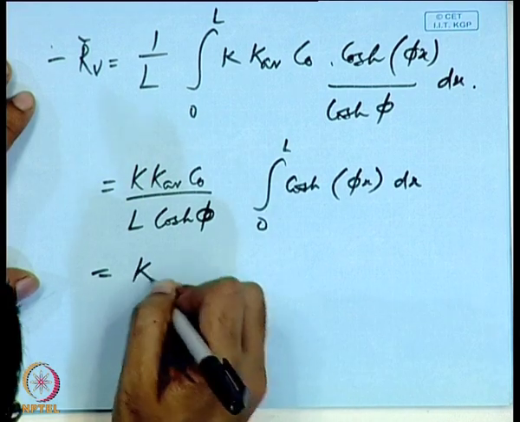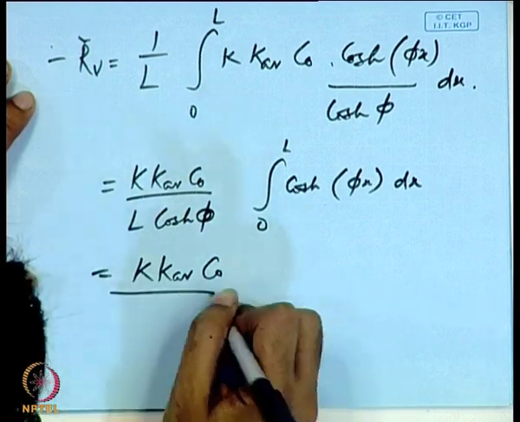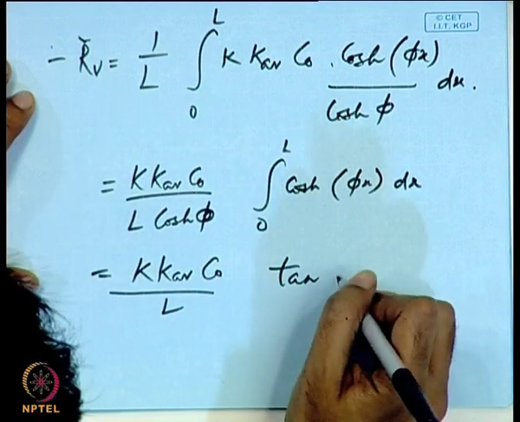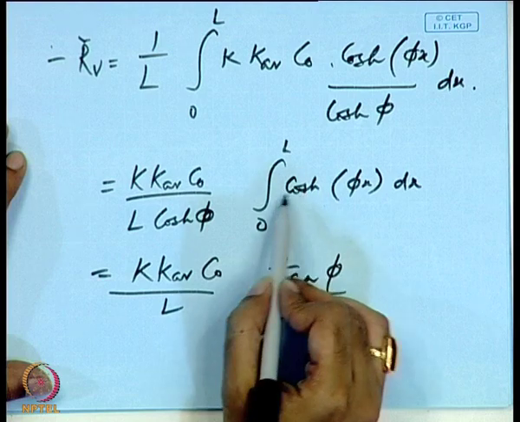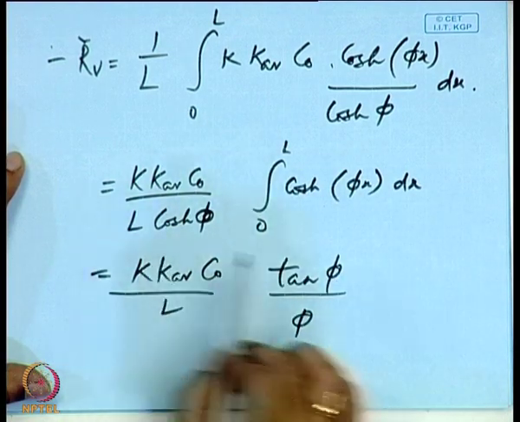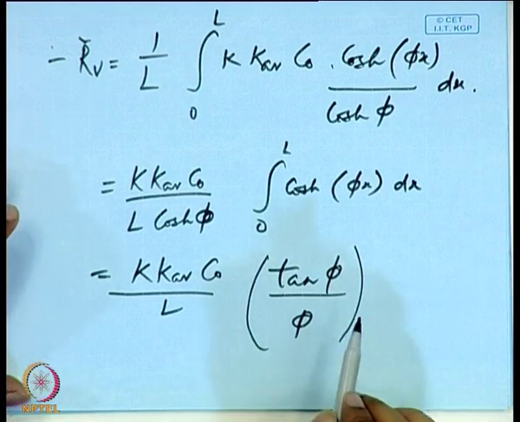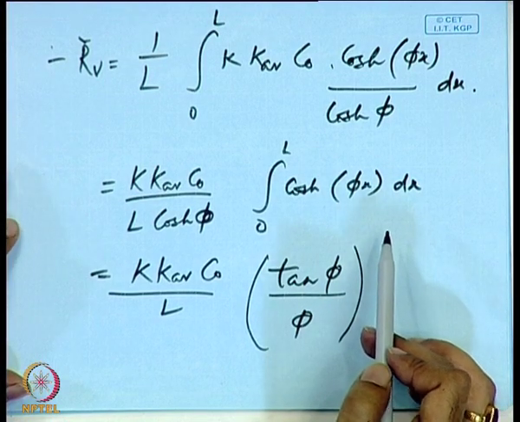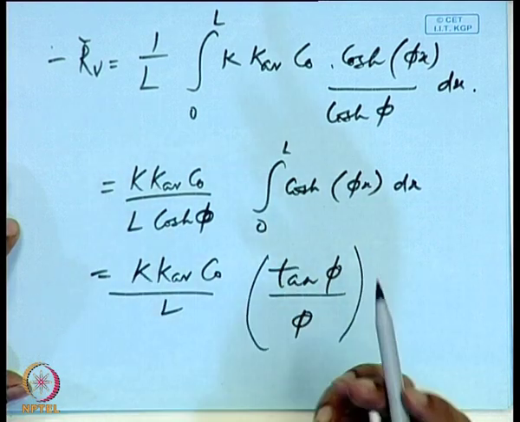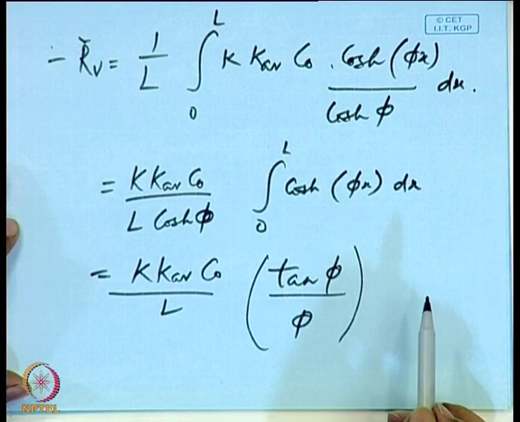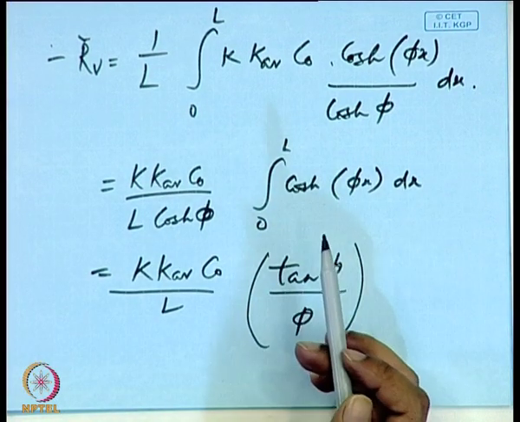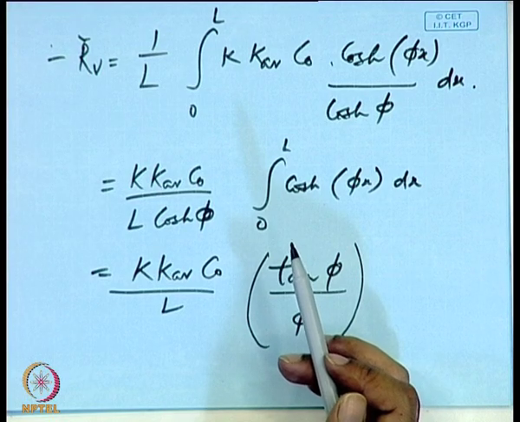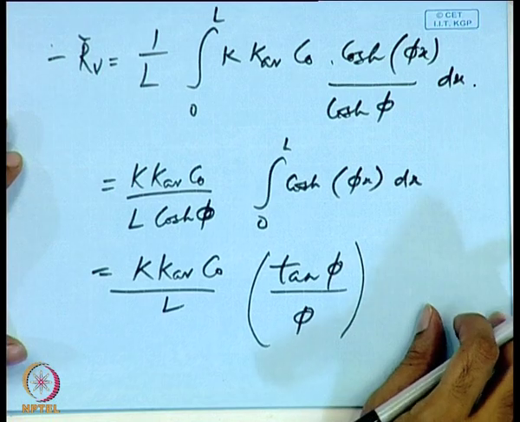Now, this whole thing turns out to be K kV C naught over L into, this is a slightly complicated integral. So, this comes out to be sine hyperbolic phi x, 0 to L, divided by cos hyperbolic phi, which comes out to be tan hyperbolic phi over phi. What you have to do is essentially, because this will be sine, you have a cos, but this 1 over phi will come because of the integral, fine, is it clear? So, this will be sine hyperbolic phi over cos hyperbolic phi, which gives tan hyperbolic phi. So, my eta is going to be, what is my eta going to be?